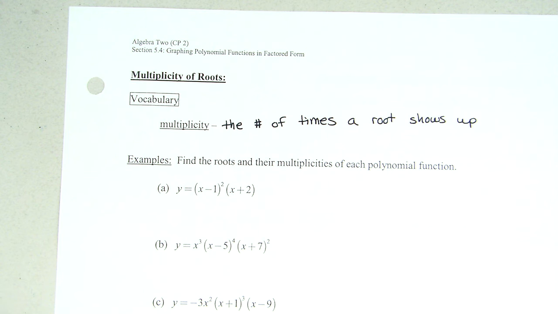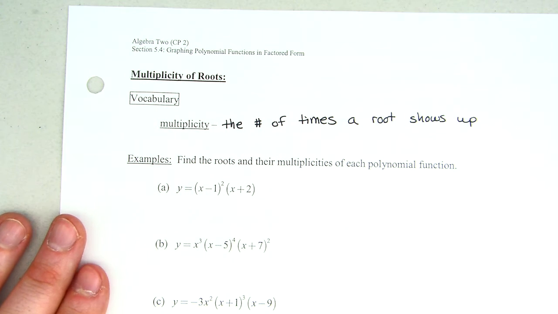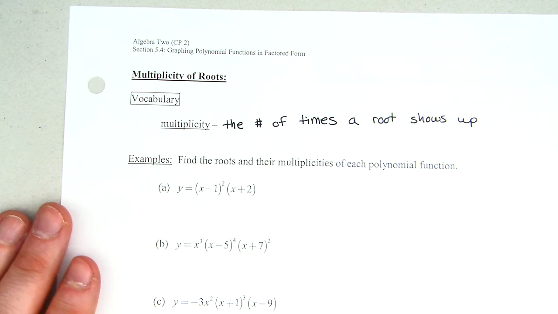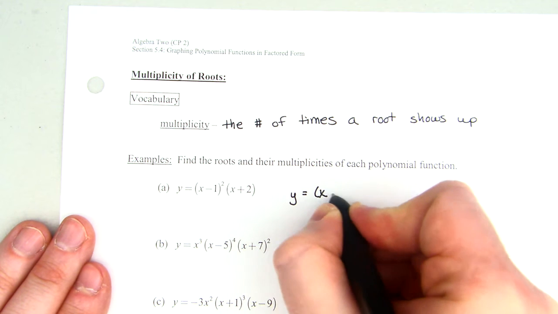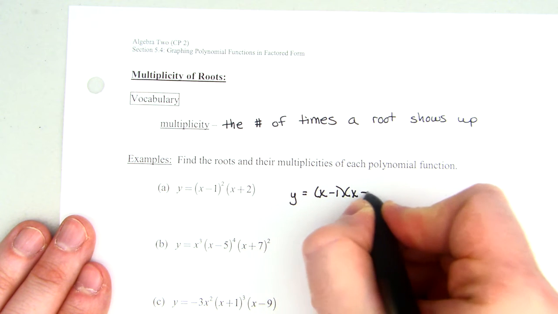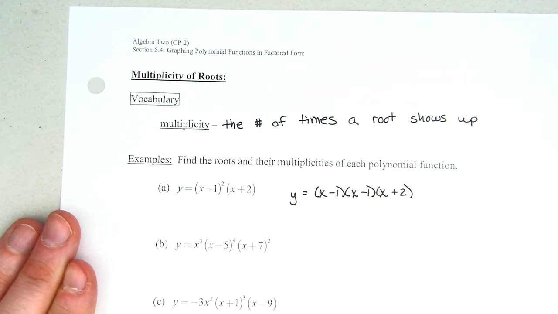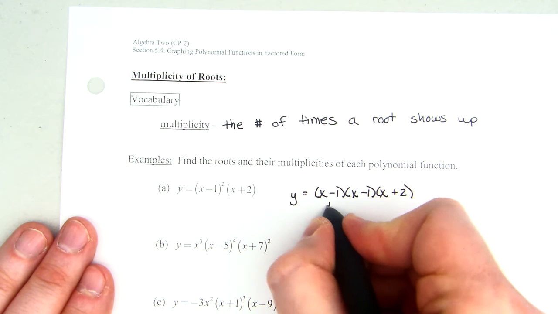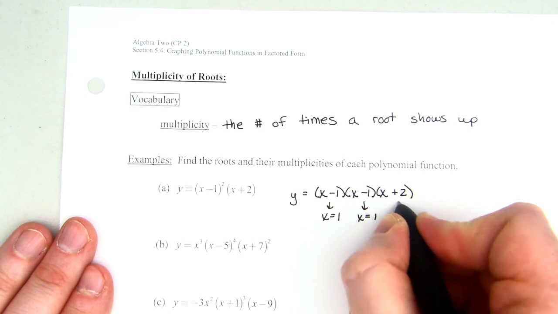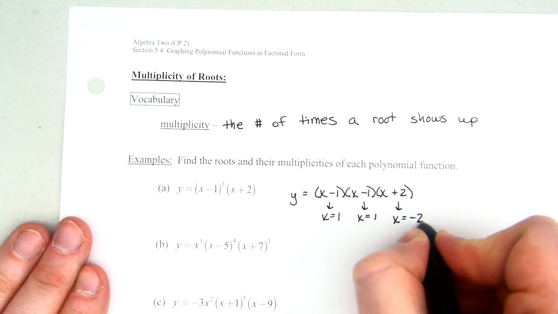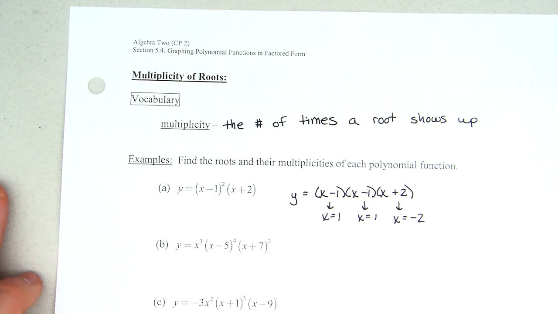For example, in letter A, I want to find the roots and their multiplicities of this polynomial function. Y equals x minus 1 squared times x plus 2. Well, first of all, x minus 1 squared is the same as saying x minus 1 times x minus 1 times x plus 2. I'm going to set each of those factors equal to 0. I'm going to get x equals 1. I'm going to get x equals 1. And I'm going to get x equals -2. And what you should notice is x equals 1 showed up twice.